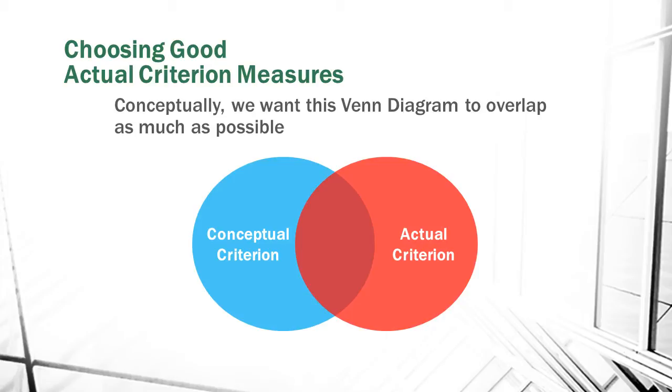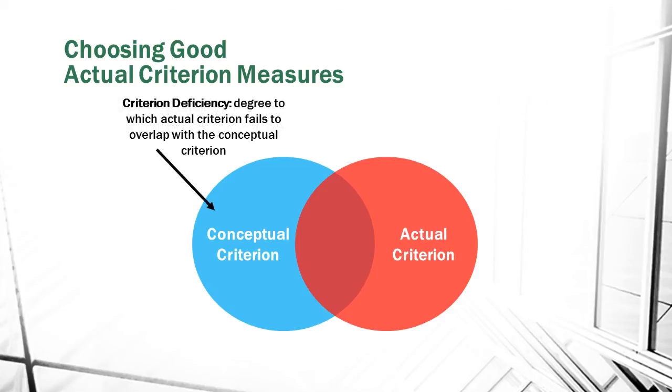Using this Venn diagram where the conceptual criterion is depicted on the left and the actual criterion is shown on the right, what we want to do is establish as much overlap as possible between the conceptual criterion and the actual criterion. So again, back to the example of teaching effectiveness, we want conceptually everything that might be constituted in that, including not only students' reactions, but learning, perhaps results or other aspects of the criteria, with what we actually measure.